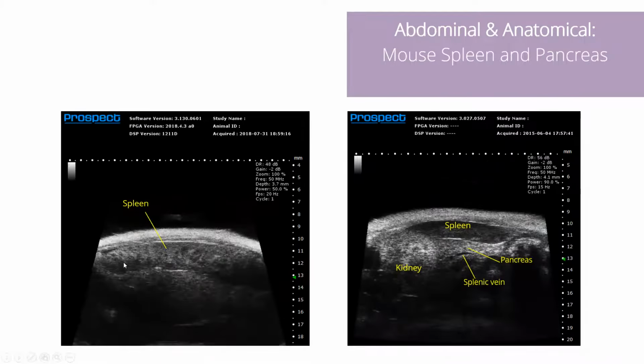The spleen has a very characteristic appearance. And the pancreas can also be identified. This is typically done by identifying the organs surrounding it, identifying the splenic vein, which does run through the pancreas, and then knowing that we're looking at that region of the pancreas there with the kidney here on the left.